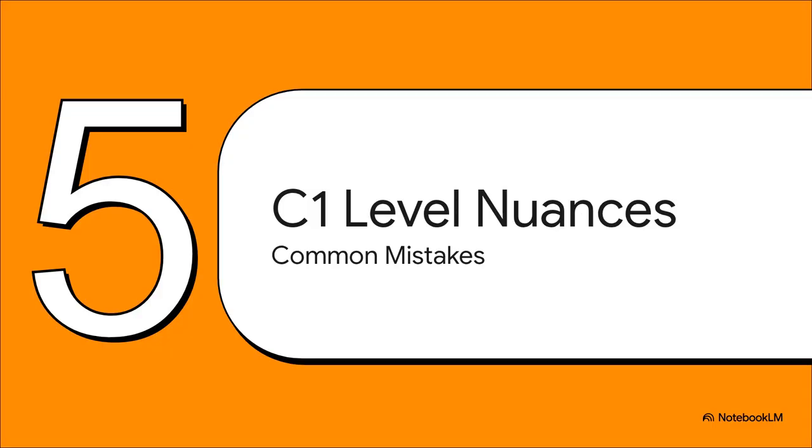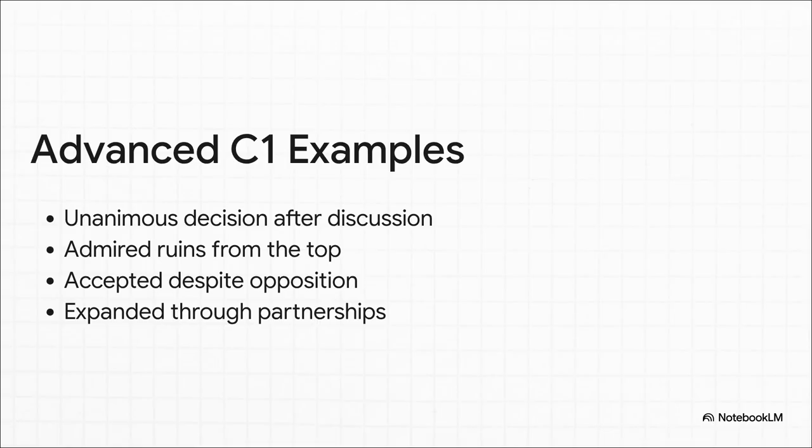And finally, Section 5, mastering C1 level nuances, where we'll troubleshoot some common mistakes. So let's see how all this builds into real-world advanced applications. Because at the C1 level, we aren't just saying after lunch anymore. We're writing things like a unanimous decision after careful discussion. We start using compound prepositions to add really complex layers, like accepted despite considerable opposition, or expressing means with high-level vocabulary, like expanded through strategic partnerships. At this level, these phrases are your absolute best tools for injecting deep, sophisticated nuance right into your sentences.